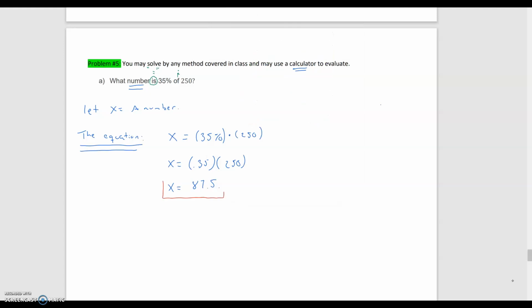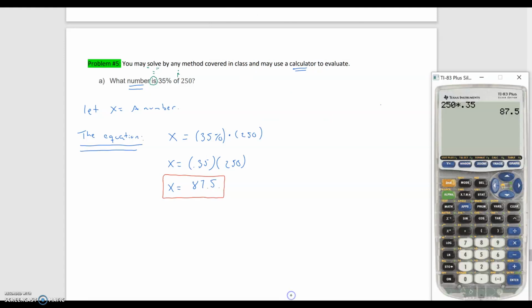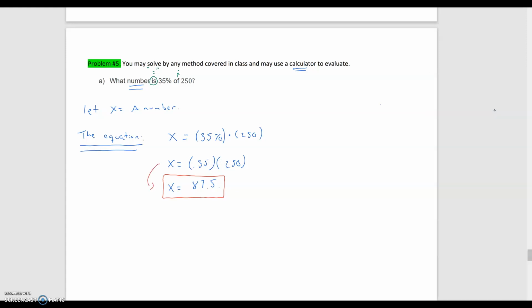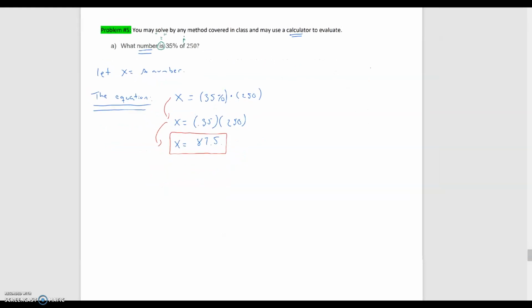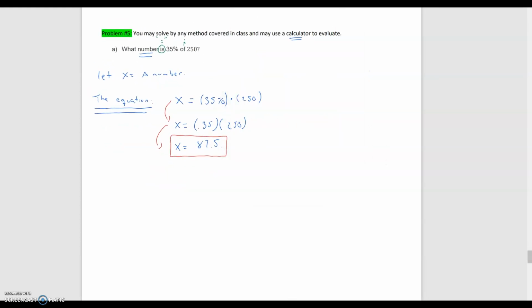Remember that when the problem states to use a calculator, you're going to carry out the calculation, and basically you're writing out the calculation. In this case, after we punch it into the calculator, we're obtaining the 87.5. Since this is technically a word problem, we would actually set it up as a sentence. So in this case, the number is 87.5. Or you could also rewrite it as 35% of 250 is 87.5.